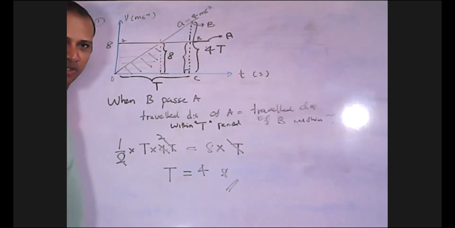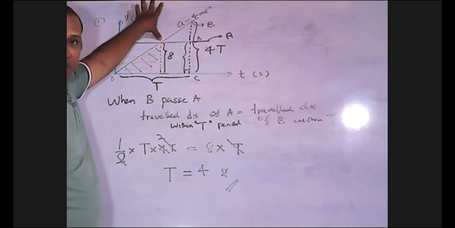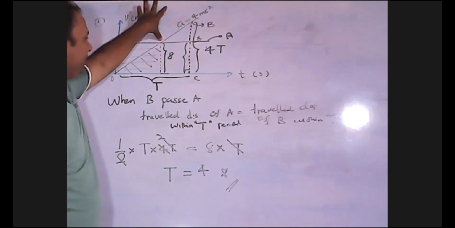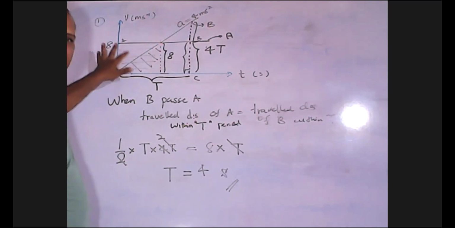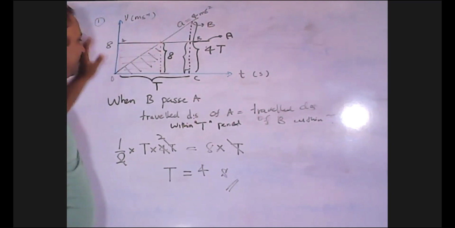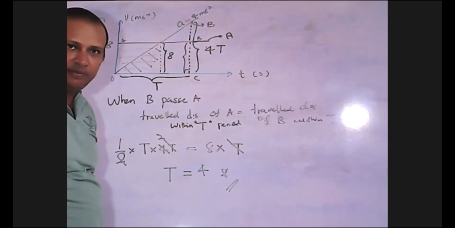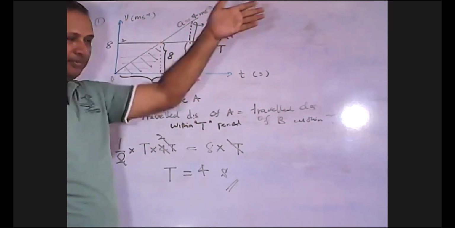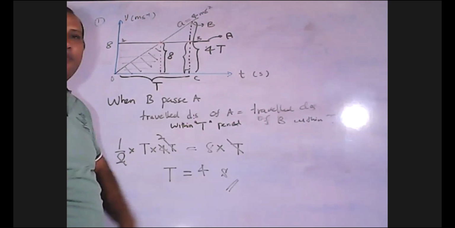Did you get my point, Yoshida? If you take this point, definitely the area of this triangle is half of the area of this rectangle. Therefore, the travel distance of A is higher than the travel distance of B. So B is ahead of A. Sorry, A is ahead of B.